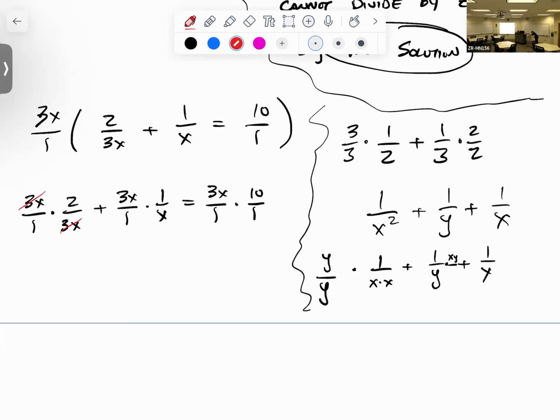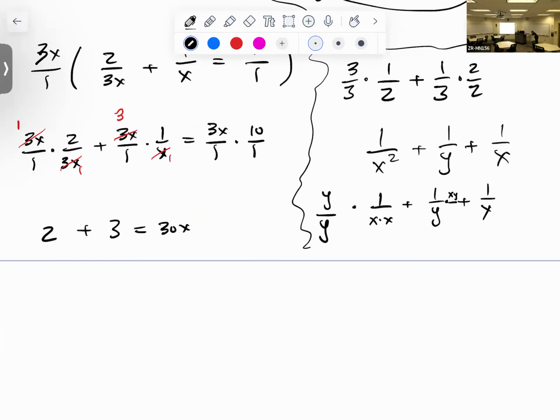All right, so I see 3x and 3x. I see an x and 3x, which leaves a 3. And oh, look, 1's nothing cancels, so that one's fine. And then I always know this worked because if everything canceled, I should always end up with all 1's in the denominator. Otherwise, I did not find the correct denominator. And then that leaves 2. 1 times 2 is 2 plus 3 times 1 is 3 equals 3x times 10.